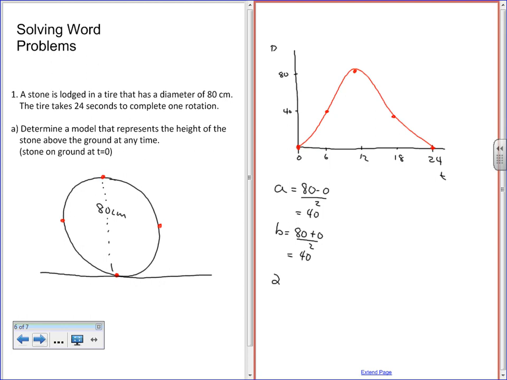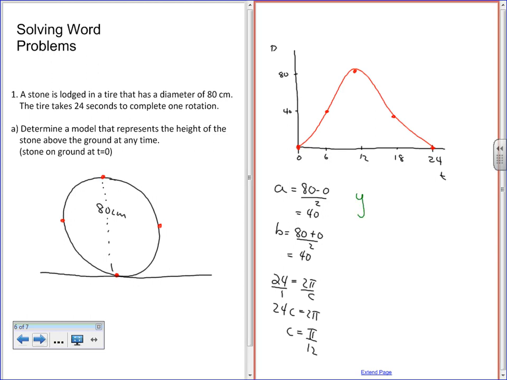So 24 is equal to 2 pi over c. That allows me to determine my c value. Cross multiply, I get 24c is equal to 2 pi. Divide both sides by 24 and simplify that fraction, and the c value works out to be pi over 12. Again, I can use the sine curve or the cosine curve, so I'm going to do it for both of them, just so you have both answers in your notes.